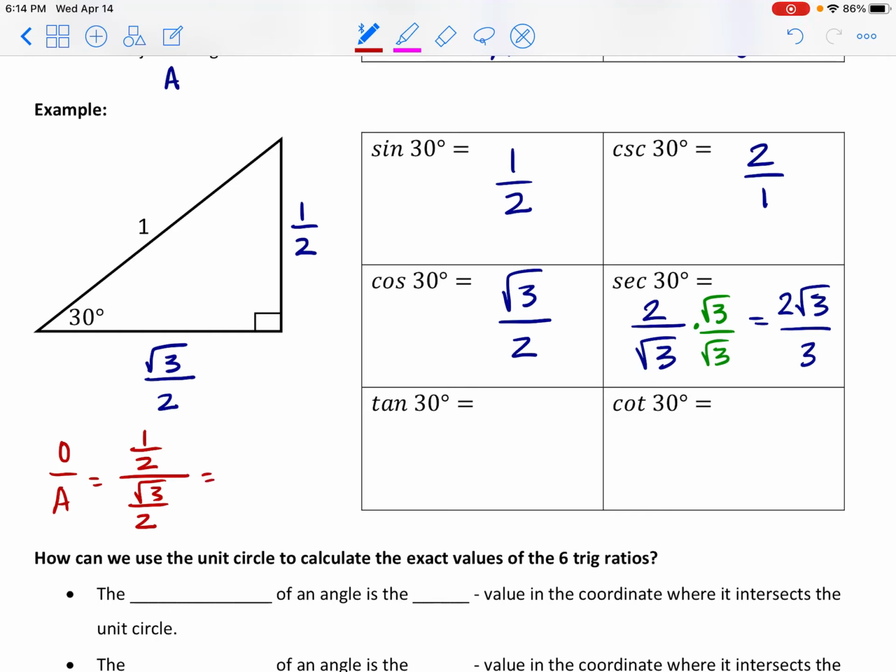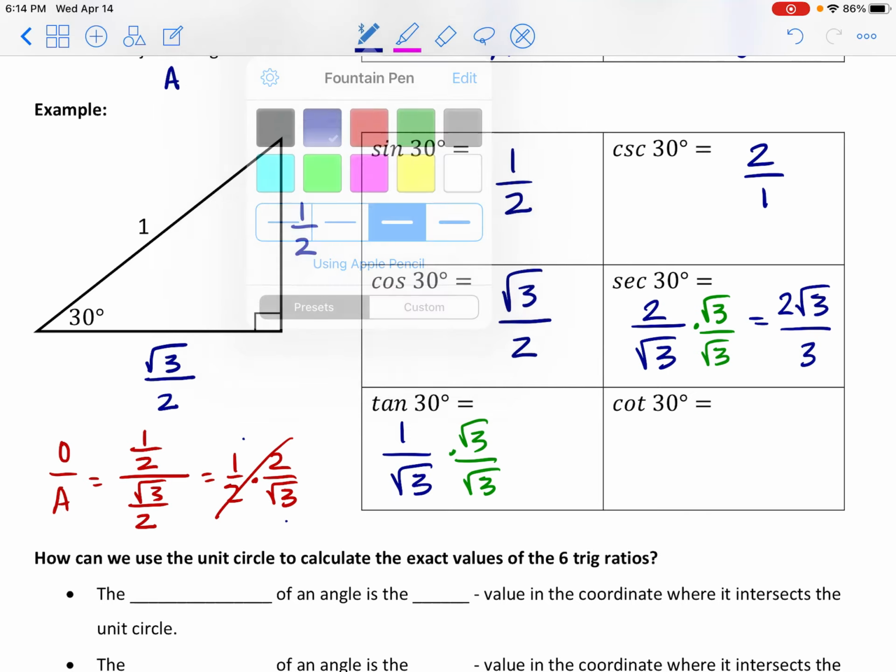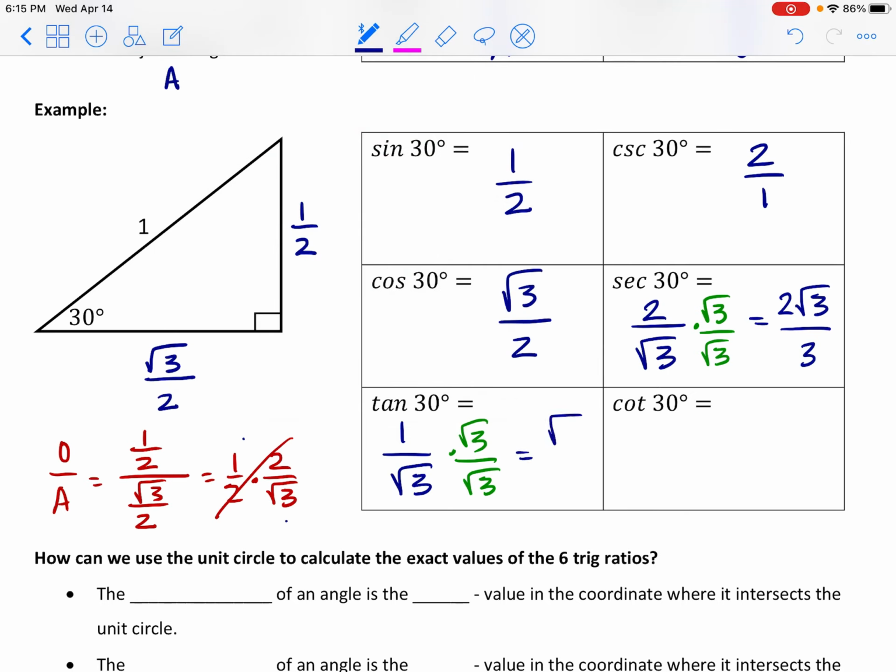So really this is saying take 1/2 and multiply it by 2 over radical 3. In which case the 2's are going to reduce out, and so we would be left with 1 on the top and radical 3 on the bottom. So this would be 1 over radical 3. Again, that should technically be rationalized. So if we multiply by radical 3, then the tangent is going to end up being radical 3 over 3. And then the cotangent is just the reciprocal.